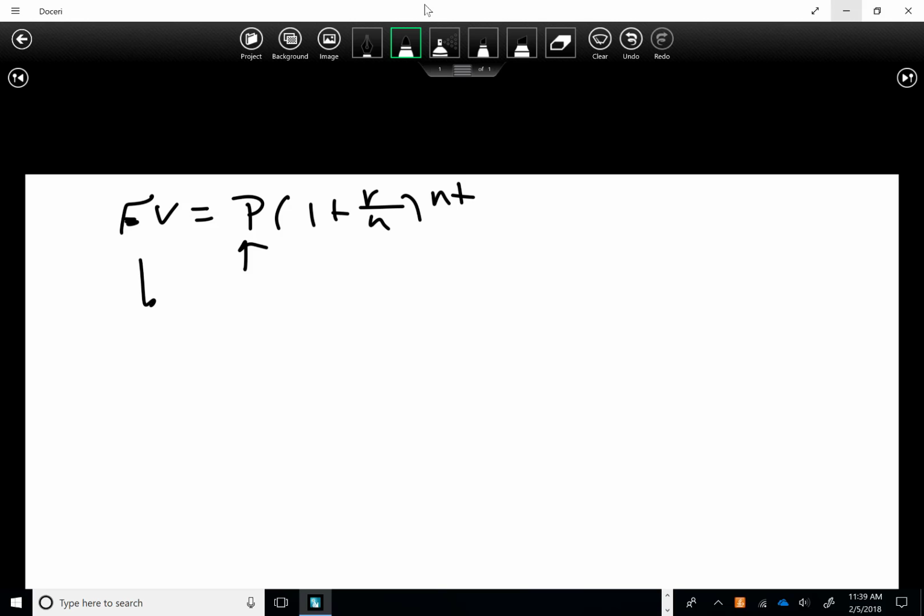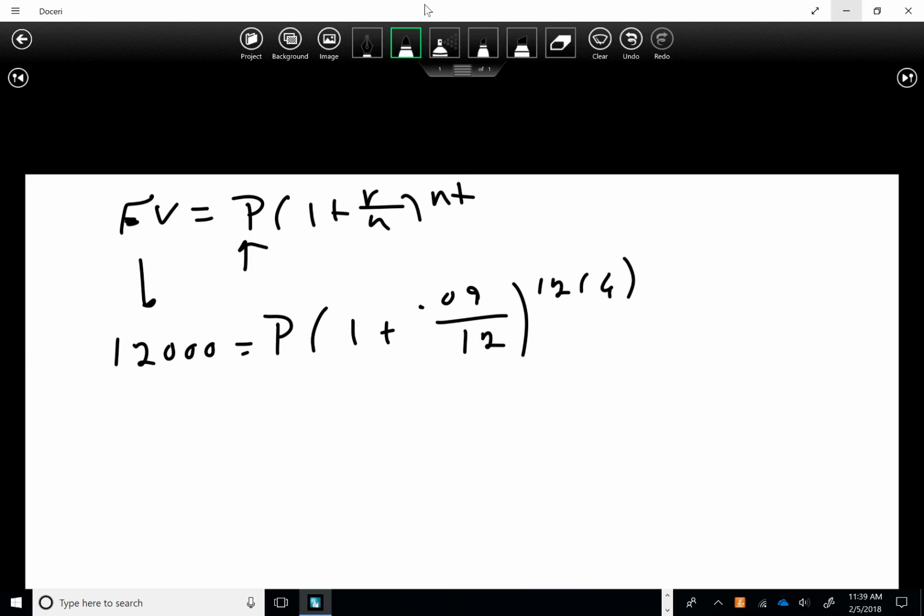So $12,000 is what's in the account after 6 years. We don't know the P. We do know the interest rate in that one is 9%. It is compounded monthly, so that's a 12, because that's 12 times per year. So the 12 also goes here, and it says it's 6 years. So this is what we have so far.